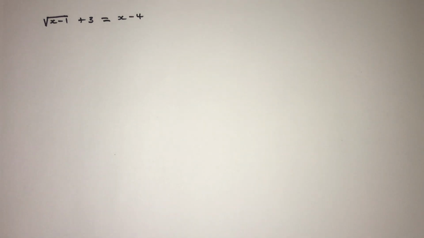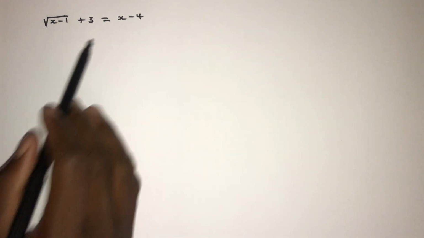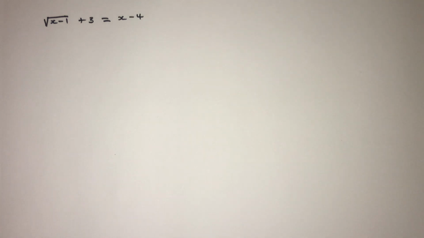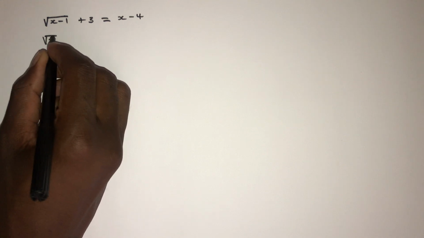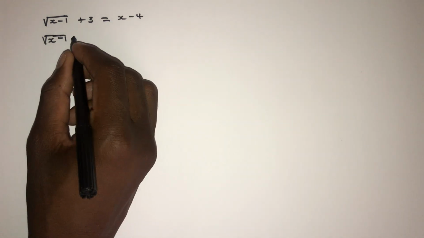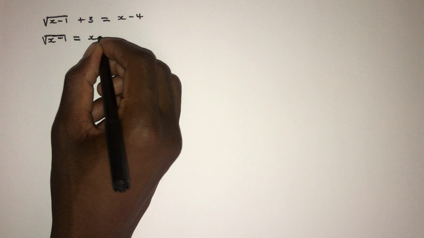Now we have root x minus 1, then plus 3 is equal to x minus 4. Since this 3 is not under a root, you take it to the other side. You can pause the video and check if you can get it. So let's take this to the other side. Root x minus 1 is equal to x minus 4.